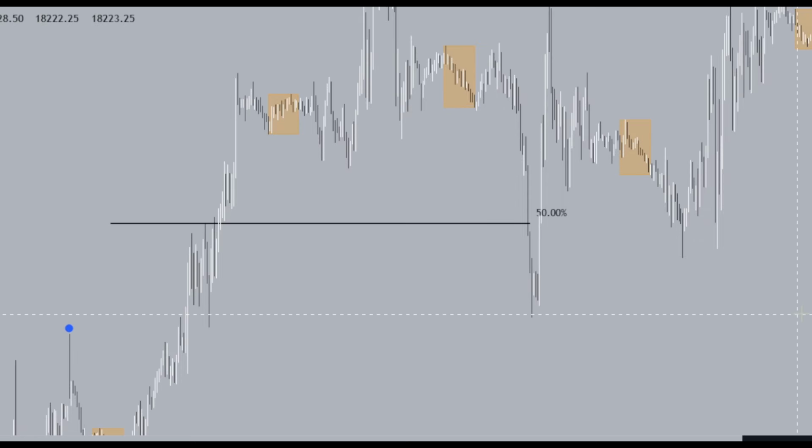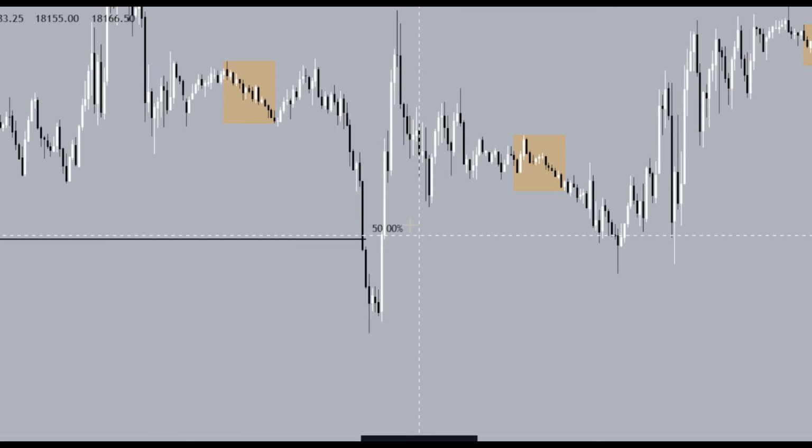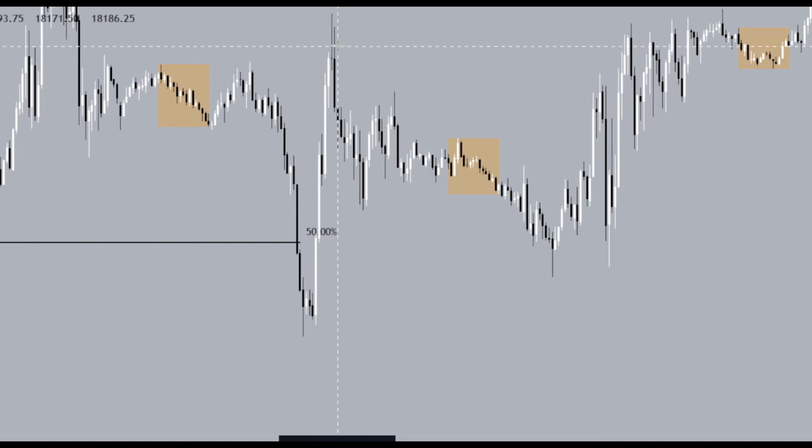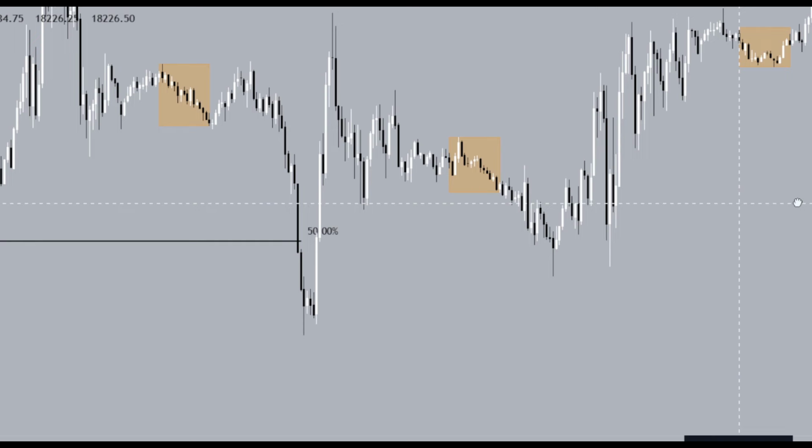From here, we see price come into a discount. Anything below that 50% level is a discount. We had the fair value gap that was produced on the 8th of May, and now going on to the 9th of May, which is where this buy trade could have been taken from. This is the case study.